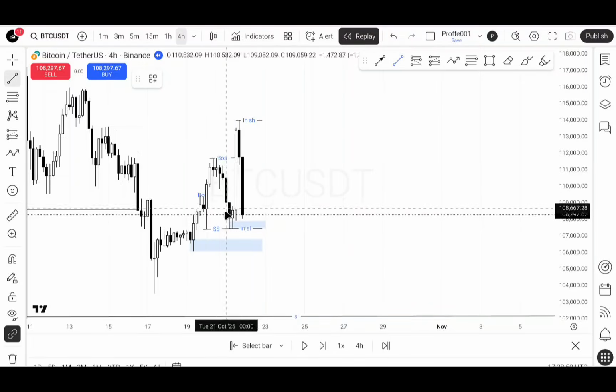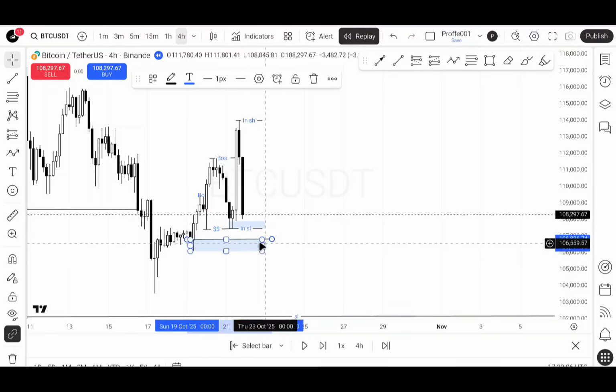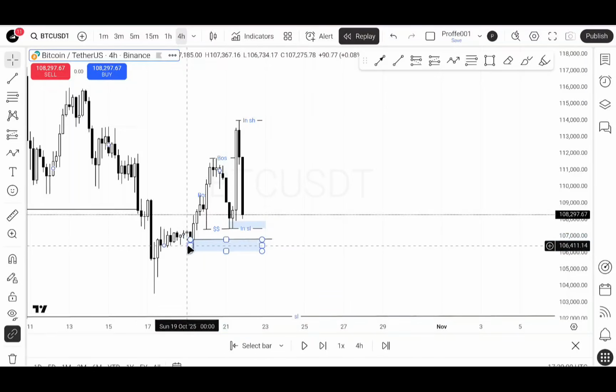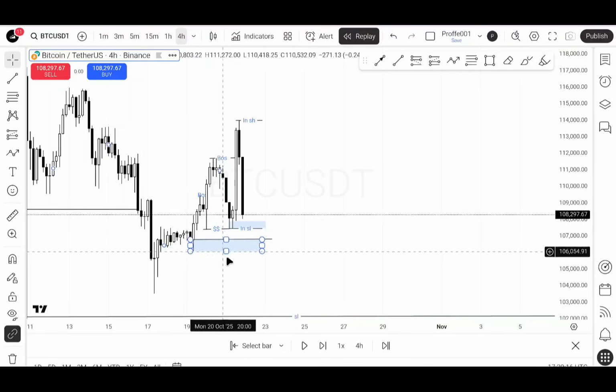When they mention order block, they didn't put this. The lows between this bearish and bullish candle is also an order block. Go and do your research. These lows, the bottom line of the bearish and bullish candle, is also an order block.